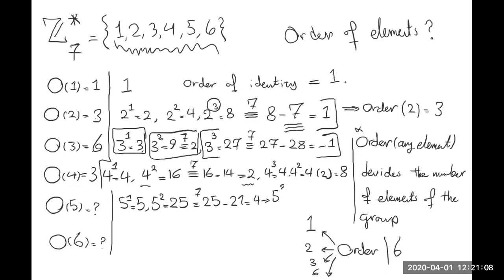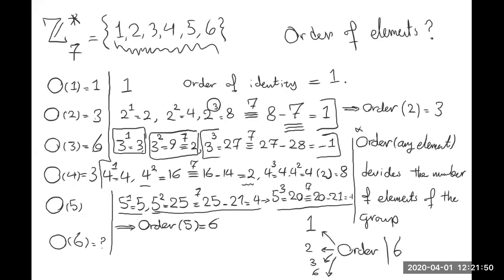So 5 cubed is 20. And 20 mod 7 is the same as 20 minus 21, because 21 is 3 times 7. And this is -1. And it's not 1. So the order is not 1, as you can see here. The order is not 2, because 5 squared is not 1. And the order is not 3. So the order has to be 6. We don't need to continue the computation. So as you can see, this theorem helps us a lot with finding out what is the order.